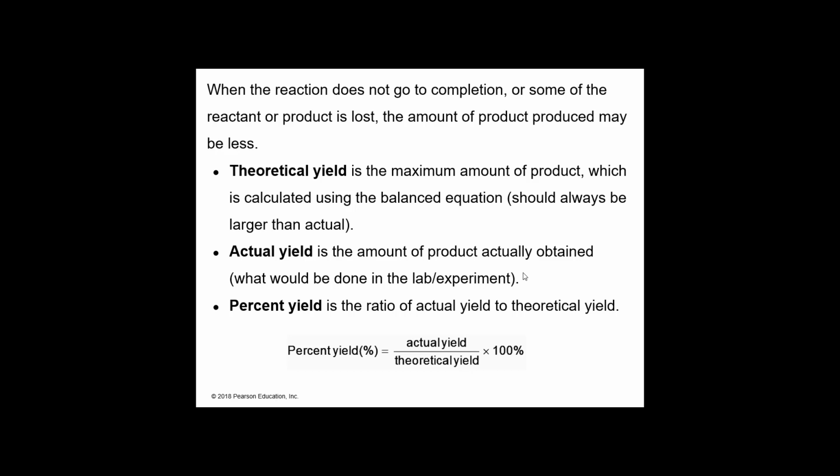It should always be larger than the actual because this is on paper. Think of theory. This is a theoretical, what you calculated on paper in perfect conditions with no errors whatsoever. It should always be larger than the actual. And the actual is what was physically done, what was completed in a lab. And the percent yield is a ratio of those to determine how much was produced from what was shown as the theoretical. So the difference from the theoretical.